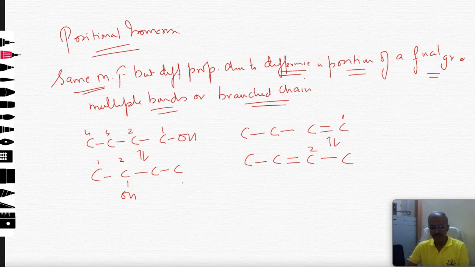I think we have done a little bit. Now I will stop here, or else it will become too much. In the next lecture we will take a few more examples of positional isomers. I hope you have understood this isomerism which I have started. In the next lecture we will see more positional isomerism.